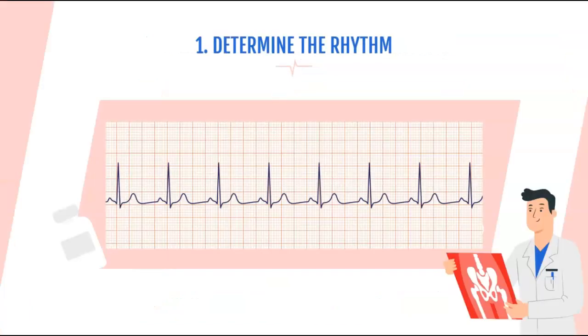Step 1 is to determine the rhythm. We can assess for atrial and ventricular regularity using 2 methods, the paper-pencil method, which is what we will use, or the caliper method. For atrial rhythms, measure the P to P intervals. So you'll place one caliper point on the first P wave and the next caliper point on the next P wave. You'll move the caliper from P wave to P wave along the entire strip to determine the regularity.